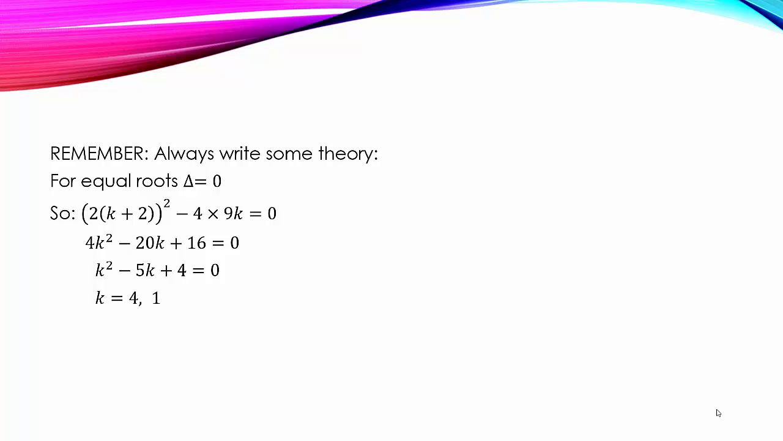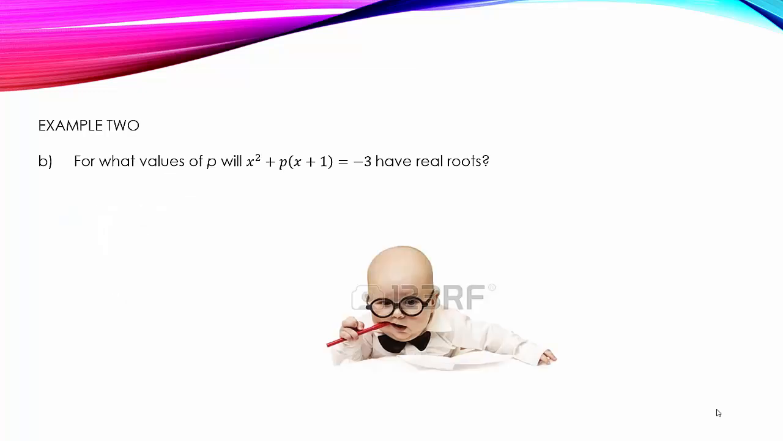Let's try another one. Think about what might be the first thing you would do in this example, where it asks you for what values of p, x squared plus p(x) plus 1 equals minus 3 will have real roots. What do you think the first job is going to be here? I think it might be to rewrite this equation so it looks like a quadratic. Anyway, have a go. I'm going to give you 40 seconds from now.